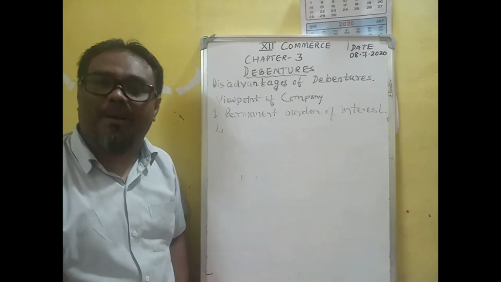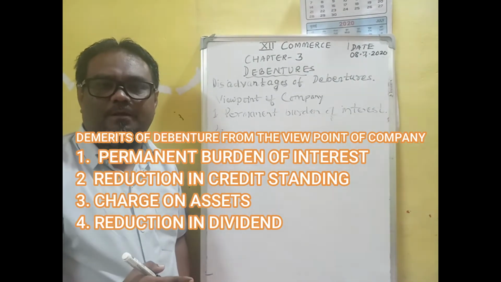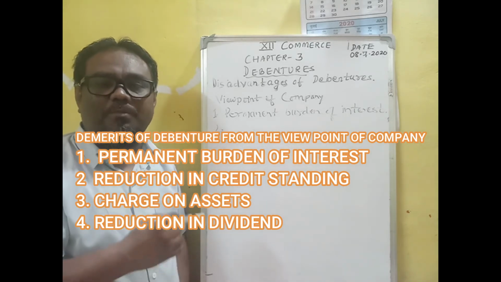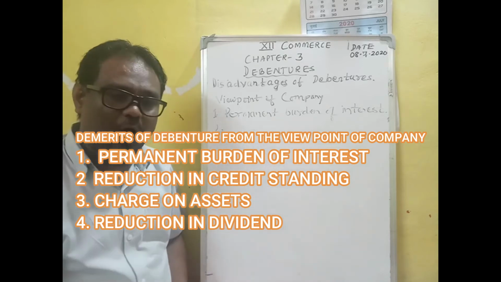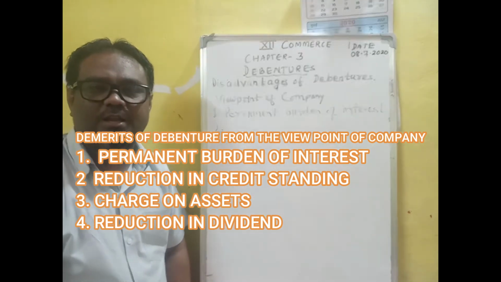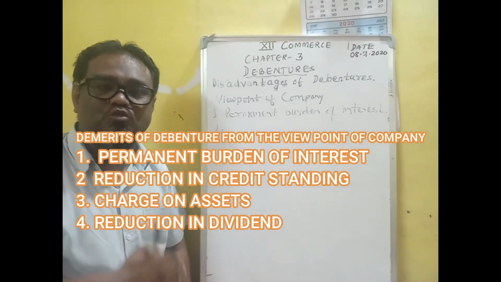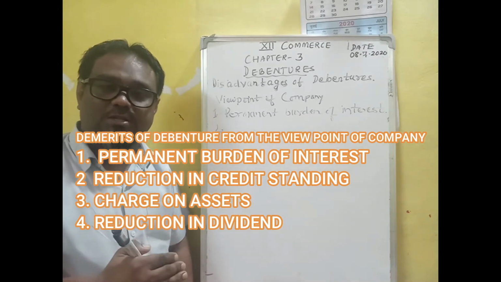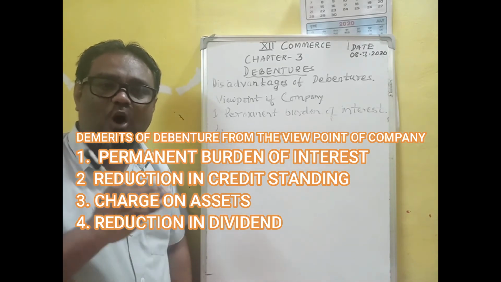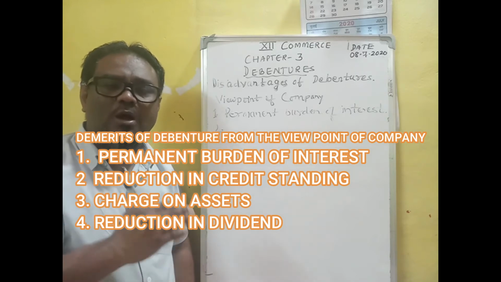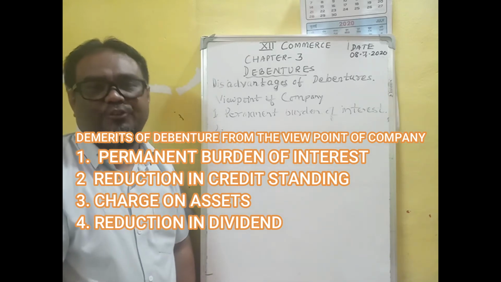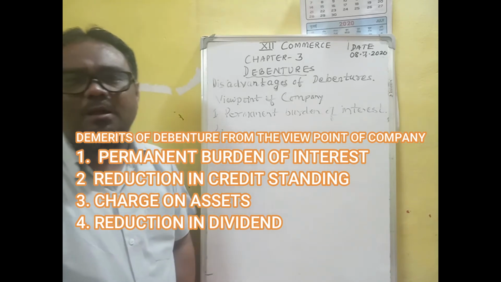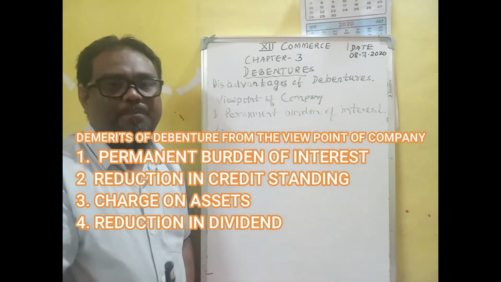From the viewpoint of the company, what are the disadvantages of debentures? So number one is permanent burden of interest. As I said before also, the company has to pay interest on debentures to the debenture holders irrespective of profit or loss. If there is a loss also, the company has to pay the interest. It's a permanent liability of the company.